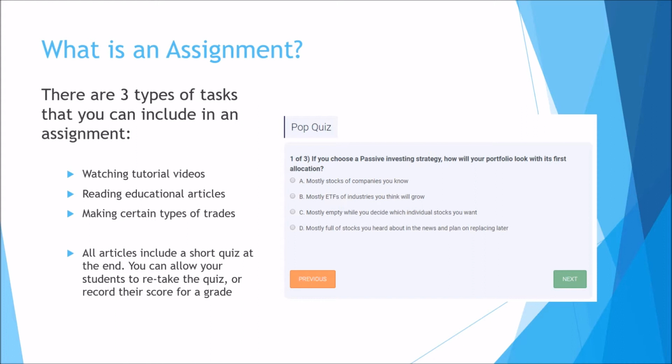If you choose to have your students read any of the educational articles, each of the articles has a short quiz at the end. You can either allow your students to take this quiz as many times as they want to get all the questions right, or you can set the system to record their score for the first time they take it. If it records their score, it'll save their grade from the first time. They can try replacing it, but they can't update their grade in the grade book.